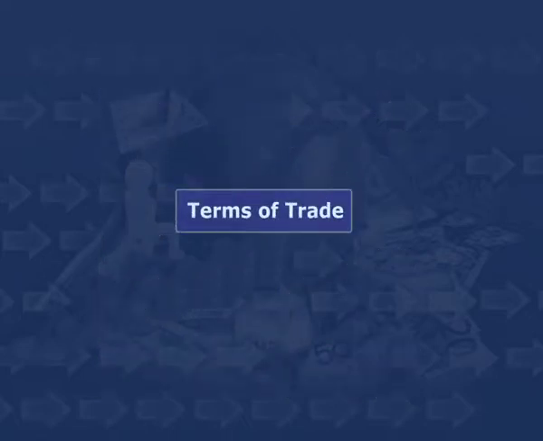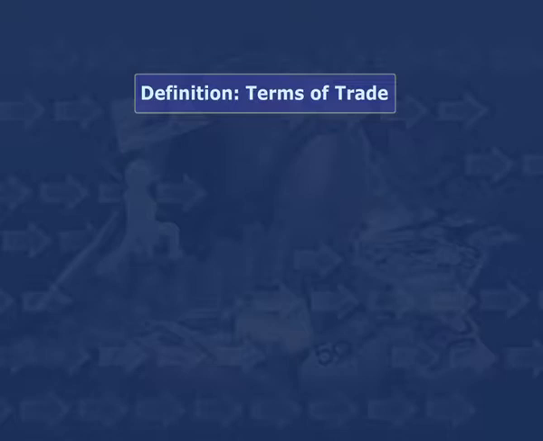Now we will focus on terms of trade. The terms of trade measures the rate of exchange of exports for imports. According to different theories of international trade, trade will take place only if it is beneficial for both the nations. How the gains from international trade are distributed depends on the terms of trade. We will now look at its definition.